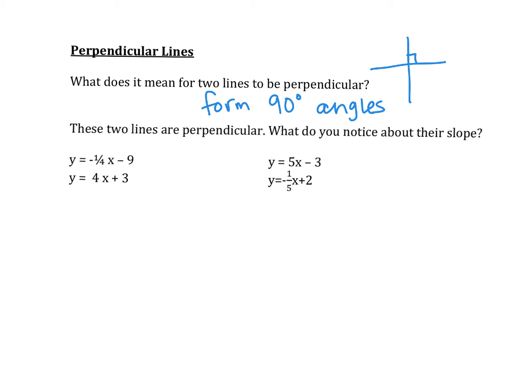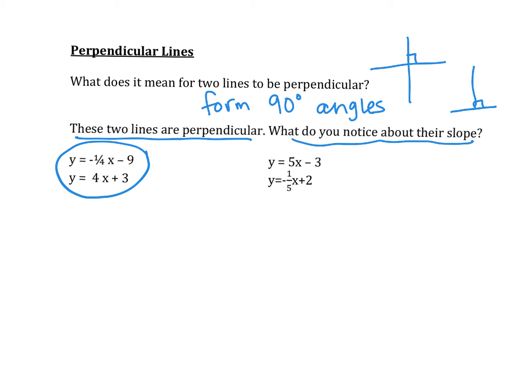And it could look like this picture I just drew, or they could meet like that, just as long as two lines intersect and form a right angle. So this is telling us that these two lines are perpendicular, like this set of lines is perpendicular. And what do we notice about their slope?